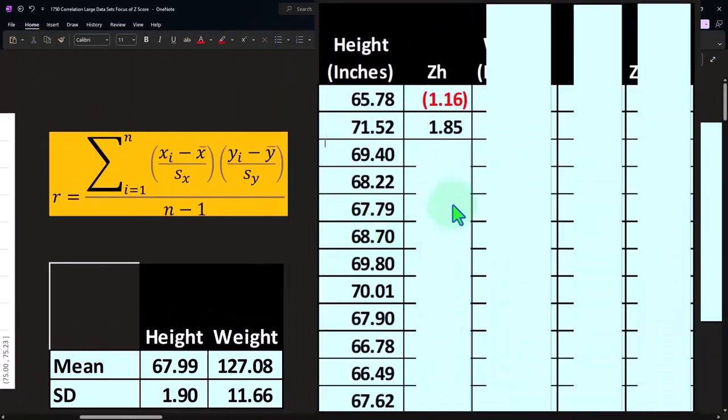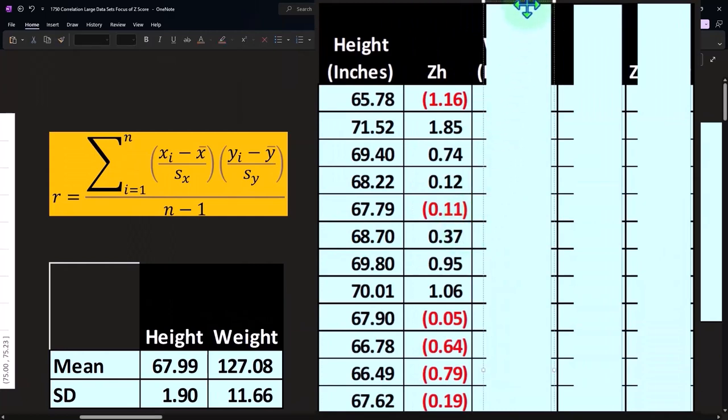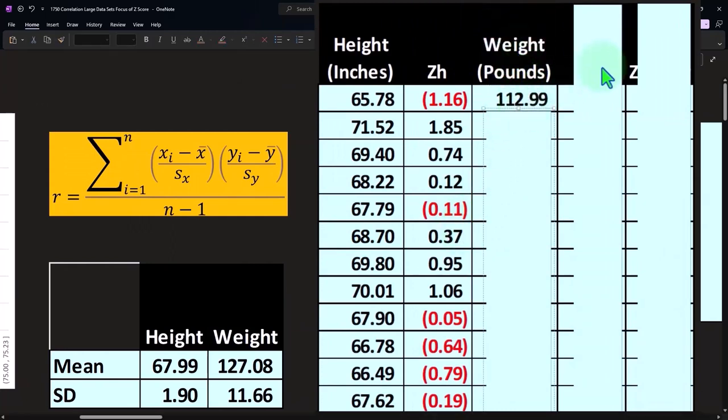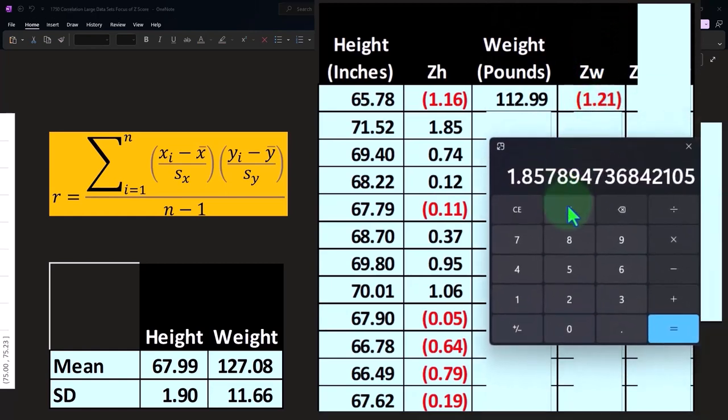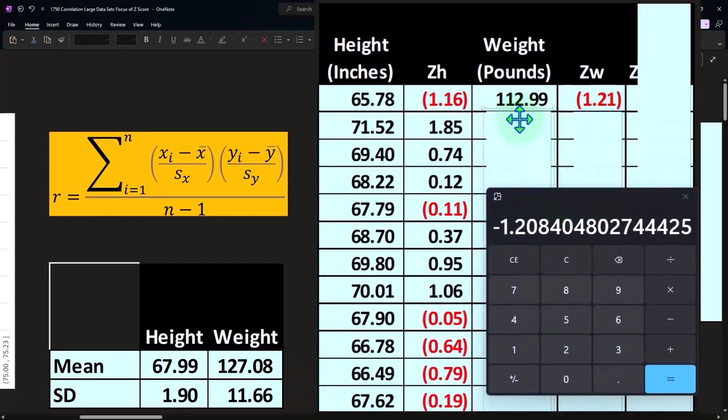We could do that all day, but we don't have to, because we did it in Excel, which means it took a very small part of the day, which is nice. That's what Excel's for. So then we could do that with the weight as well. Here's the data point, 112.99, calculating the Z, subtracting the mean or average, 127.08, and dividing by the standard deviation, which is 11.66, to see what it will be. We get 1.21, and we could do that all the way down, of course.